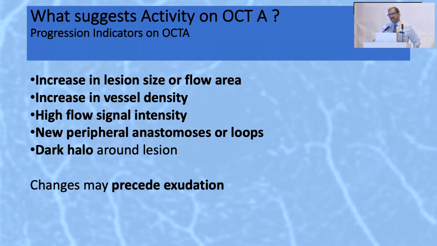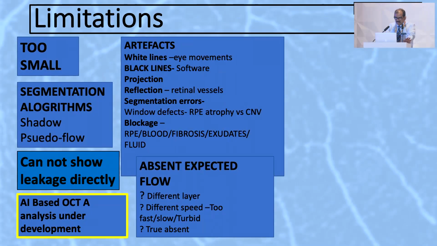Now, what suggests activity on OCT angiography? Increase in the lesion size or flow area, increase in the vessel density, high flow signal density. There are softwares in some machines which can measure these flow areas, vessel density, and signal, and give you information whether the macular neovascularization is active or not. The peripheral anastomosis or loops, the morphological lesions, can also give you an indication. The dark halo around the lesions, all these things indicate that there is a possibility of activity of choroidal neovascularization.